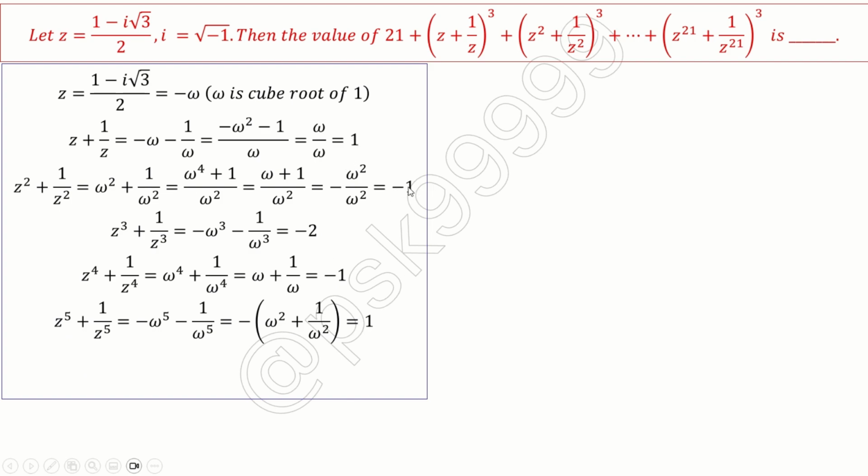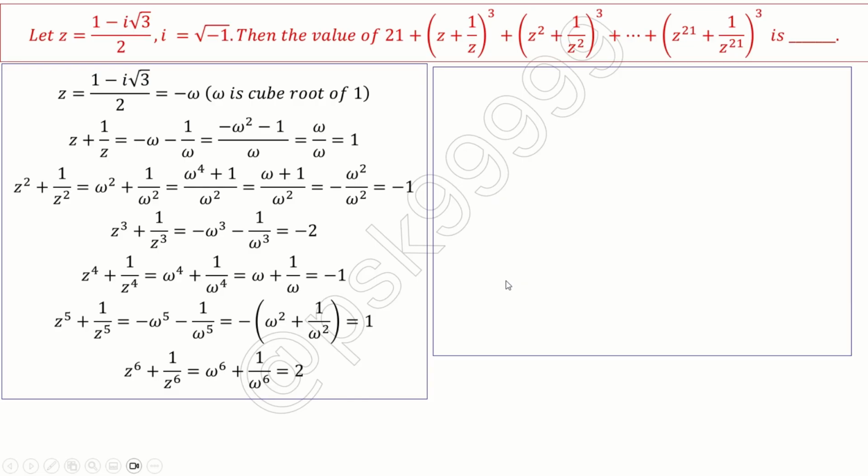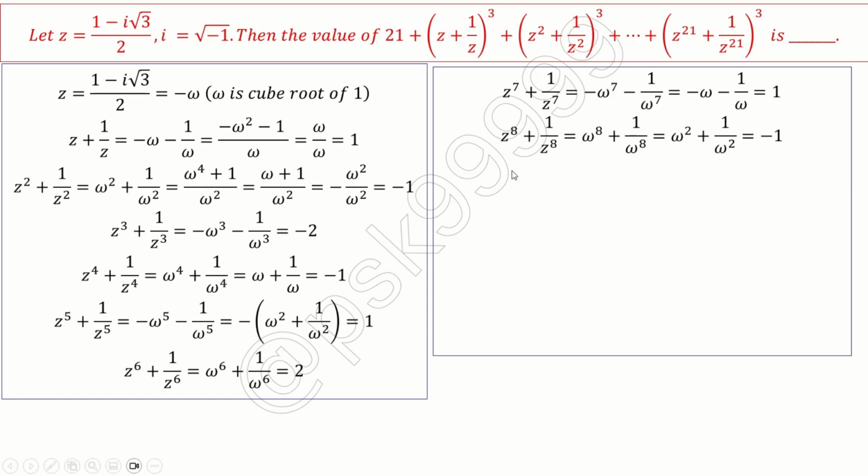Z to the power of 5, we are getting 1. Sign is reversed. Similarly, check z to the power of 6 is 2, which is again sign reversed. So we have at least some repetition here, which we can easily understand how to simplify. Just quickly check the next three also. Z power 7 is 1 again. Z power 8 plus 1 by z power 8 is minus 1.